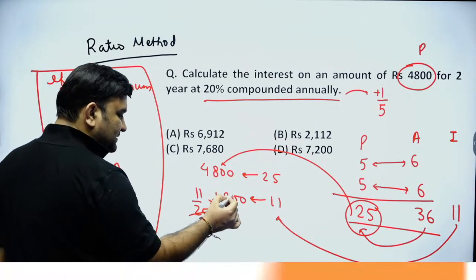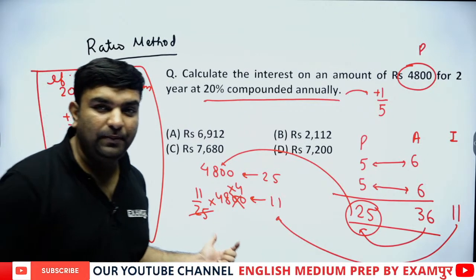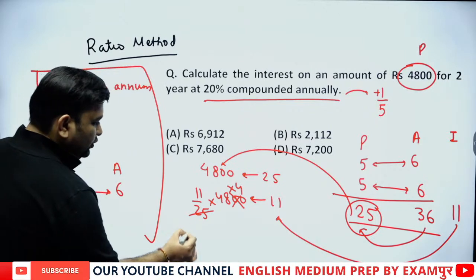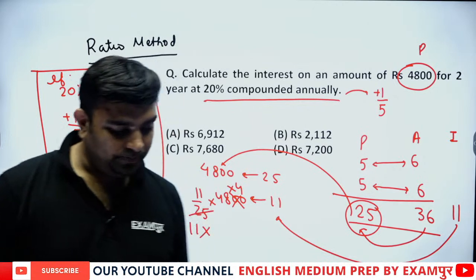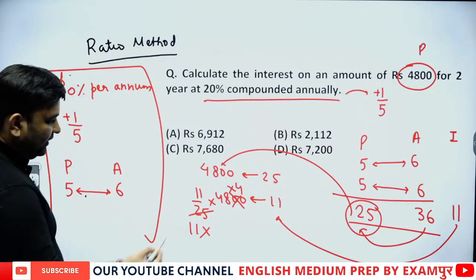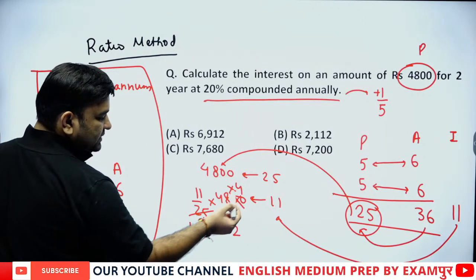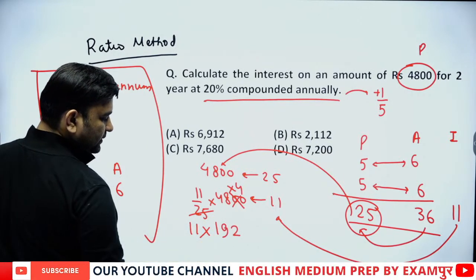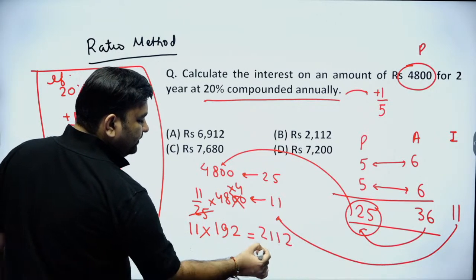25 will simplify this 100, 4 times. 11 into 8 4s are 32, 3 16, 3 19, 192. 192 into 11 is 2112.